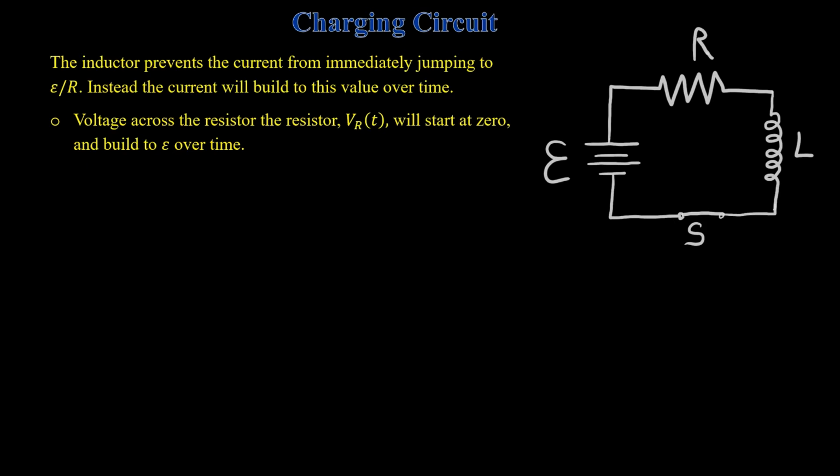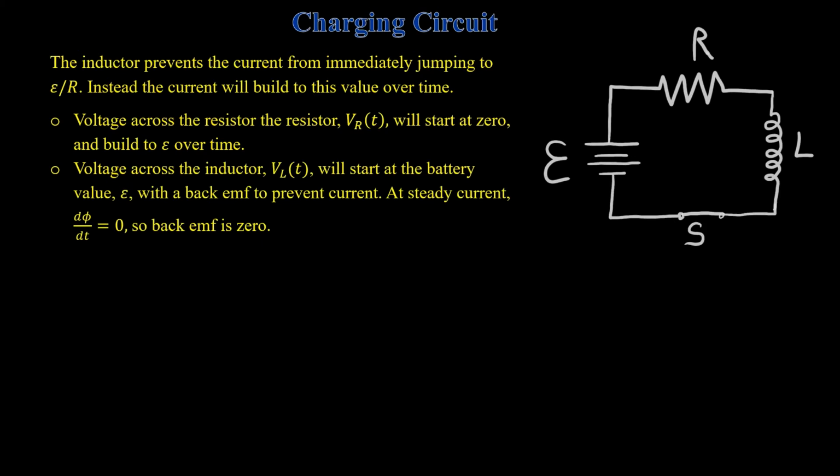The voltage across the resistor, because V equals IR: since the current is going to build, the voltage across the resistor, which is I times R, is going to start at 0 because there's no current, and then build over time to the battery voltage, because after a while the inductor will just behave as a wire.